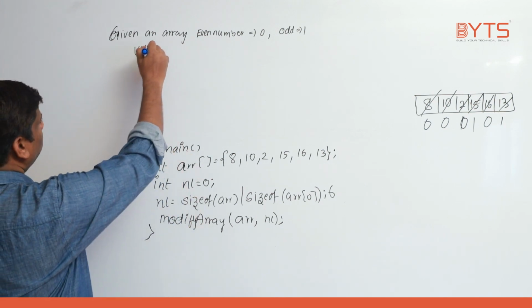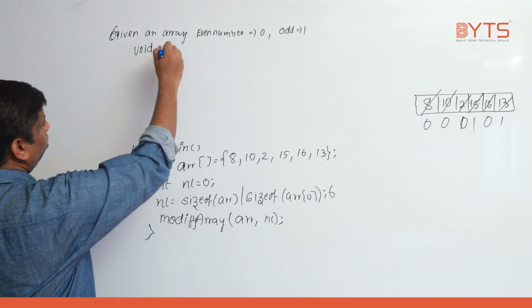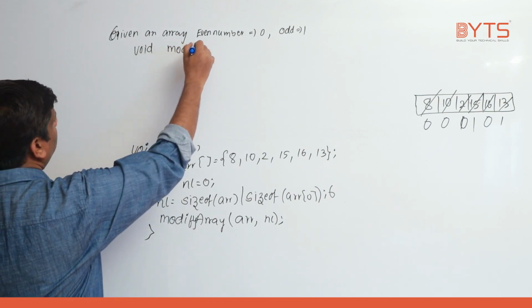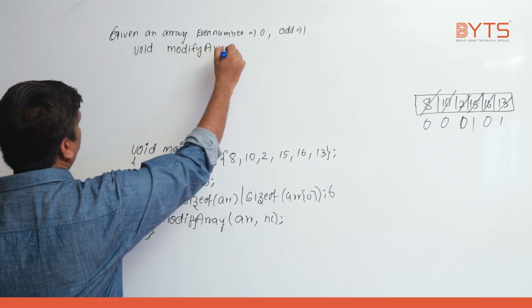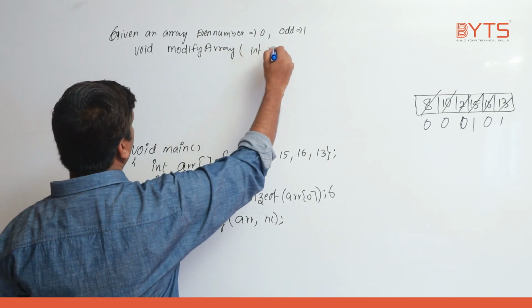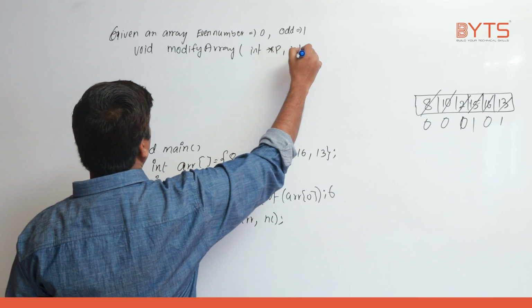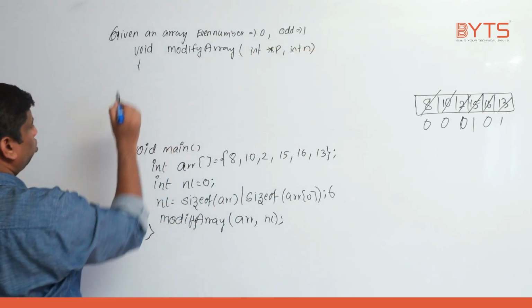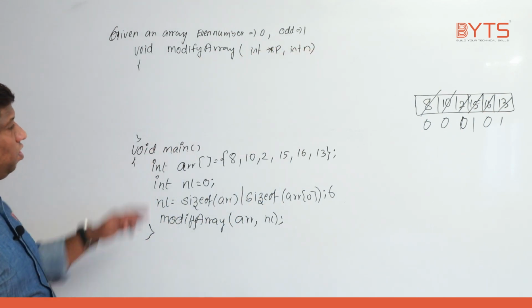Let us take void. The function name is what? Modify array. Next, what can I do? int star p comma int n. Well, this is the code we have, and we need to write the logic here, right?